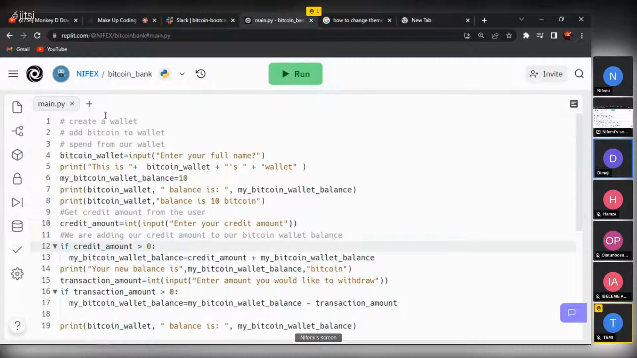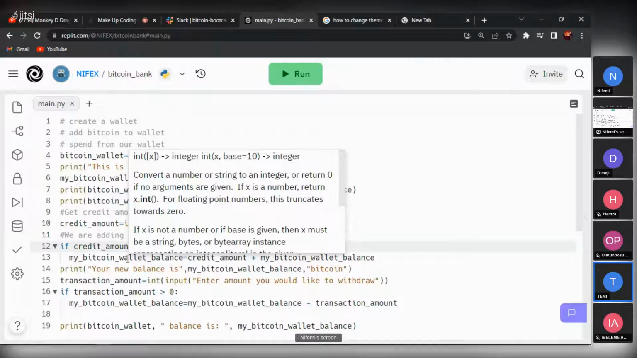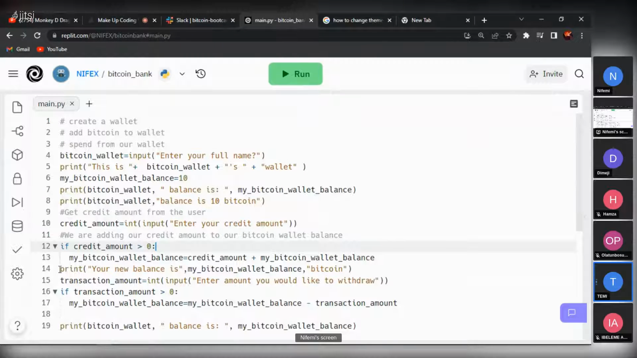Thank you, Nifemi. Anu, you can ask your question, please. Okay, Nifemi, my question is that number 12 is the if condition colon, and number 13 is the statement, right? Yes, it is.